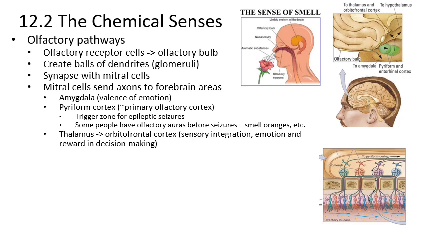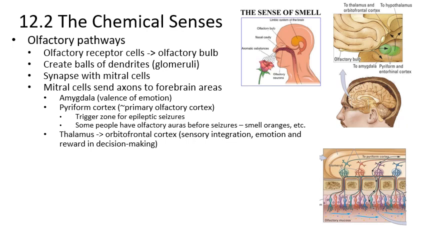Amygdala we'll talk about a bit more later, and we've talked about in the past, but amygdala is responsible for a number of things, including emotional memory and the valence of emotional response, fear response, etc. The piriform cortex, which is also called the primary olfactory cortex, also gets projections from the mitral cells. This is, interestingly, a trigger zone for some people with epileptic seizures.